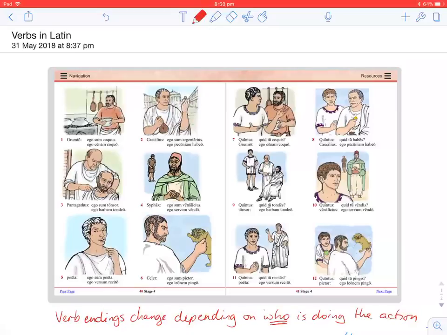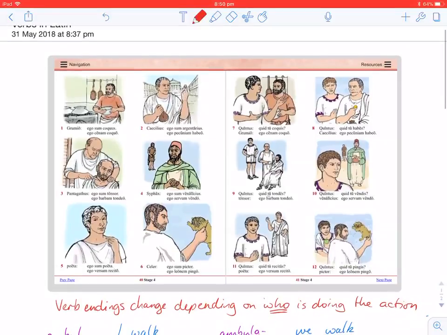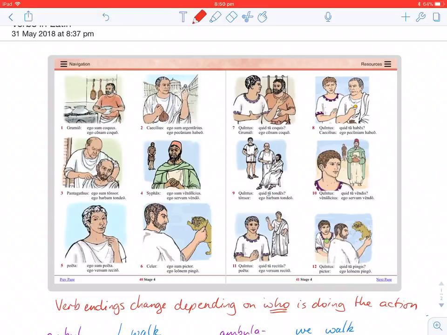This video is about verbs in Latin. In stage 4, we started to come across some different verb forms than what we've seen before. Let's have a look at them.